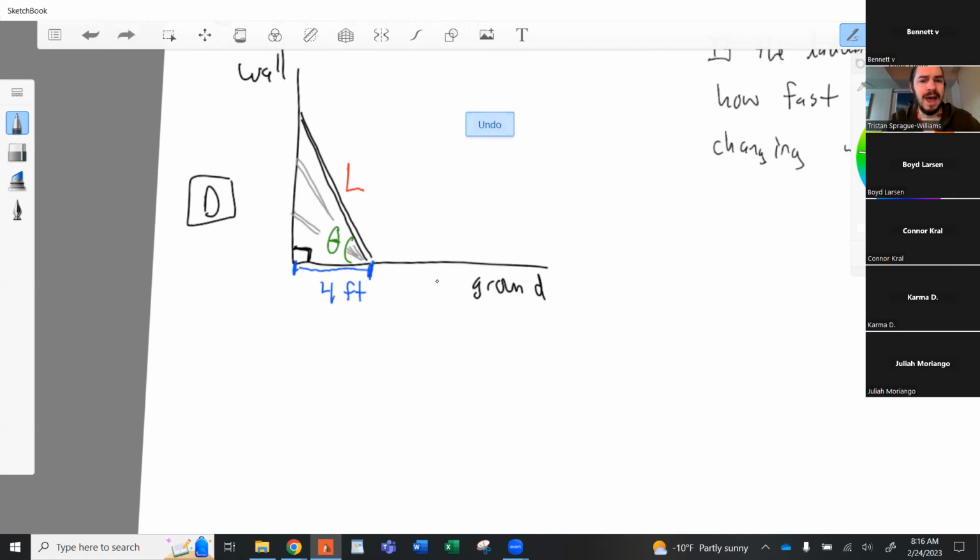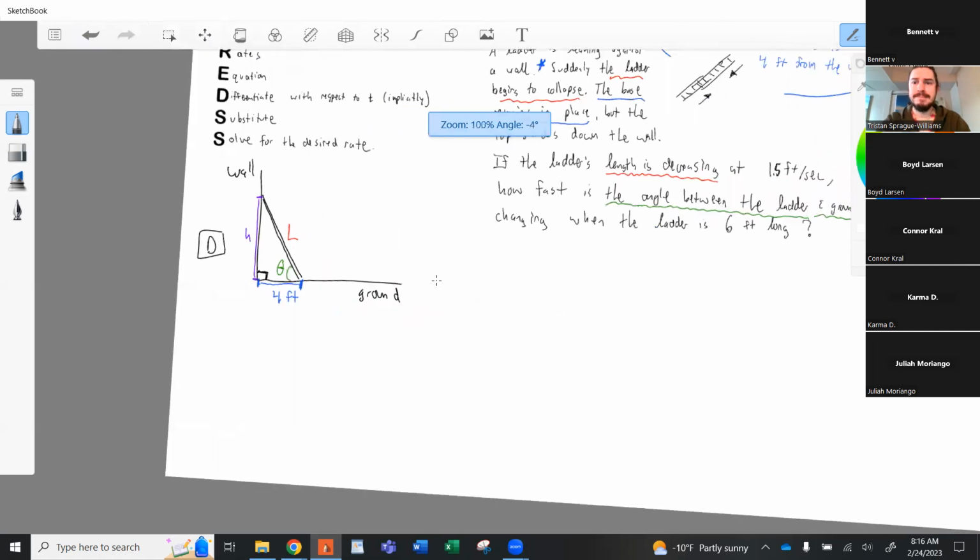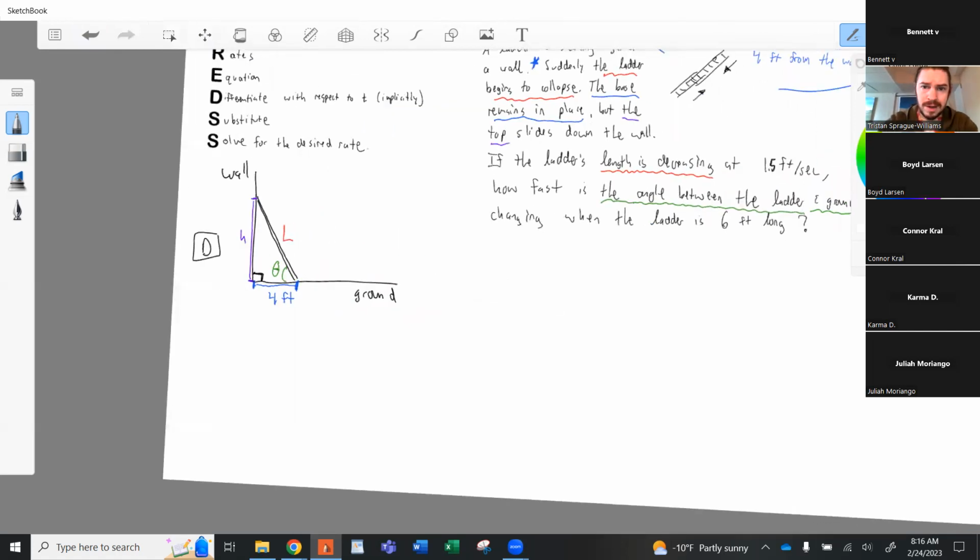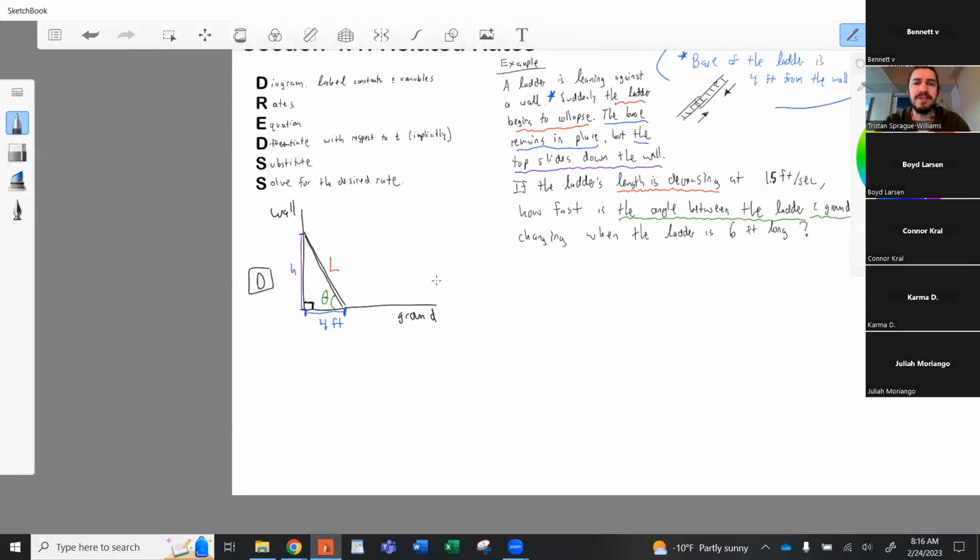Which introduces our last variable we can label in here, which is the height of the ladder. So let's make that purple over here. That's the height. This distance right here. The top slides down the wall. There we go. So that's also a variable. Okay, so almost everything's variable except for that distance between the wall and the base of the ladder. That's fixed. All right. Any questions about the setup so far and the diagram?